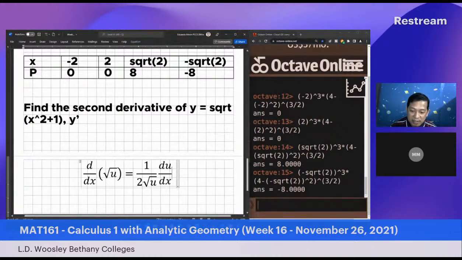Tama ba, Micaela? That's our format. Still recall? You may use that to solve for this. Then I'll be showing you the implicit differentiation technique.